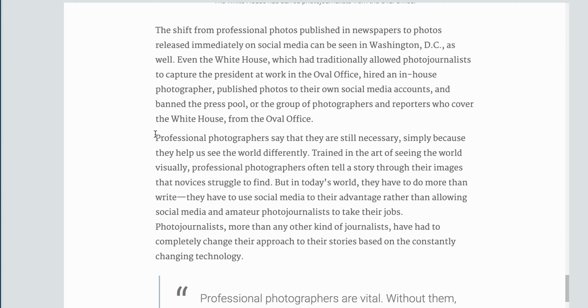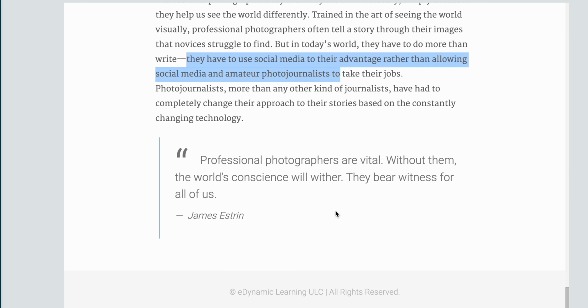We can support this by saying that professional photographers say that they are still necessary simply because they help us see the world differently. They are trained to take photographs and they also have to use social media to their advantage rather than allowing social media to be invaded by amateur journalists. We have this quote, which is important.